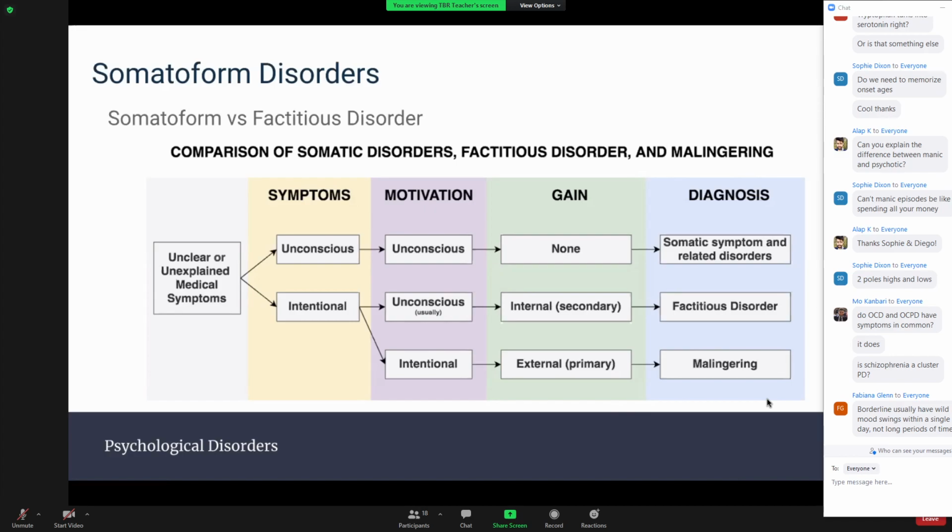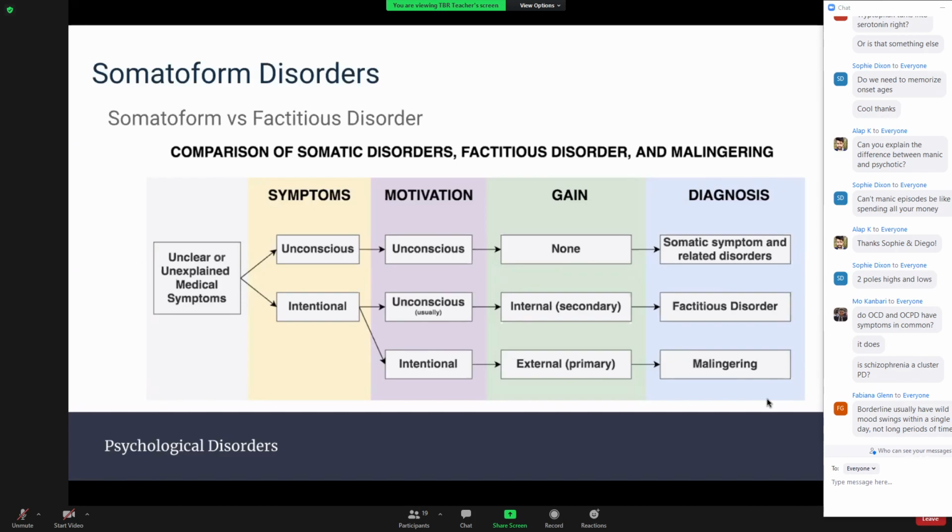The difference happens, however, when there's symptoms that are intentionally occurring. There's no motivation for them, and there's some sort of internal gain for it. And this is called a factitious disorder. So here's the thing, folks, that makes it different, is that there is something to gain in having these symptoms. And that's what makes a disorder factitious versus somatoform or somatic.